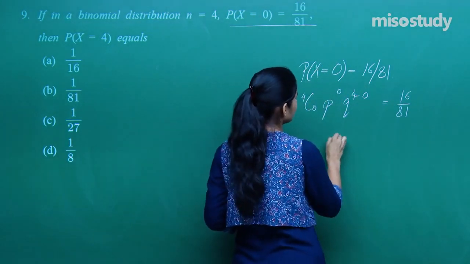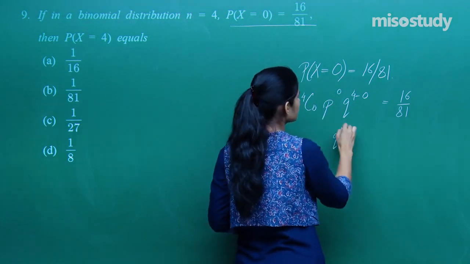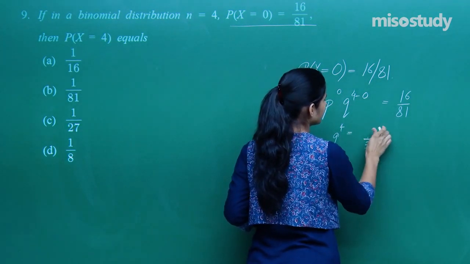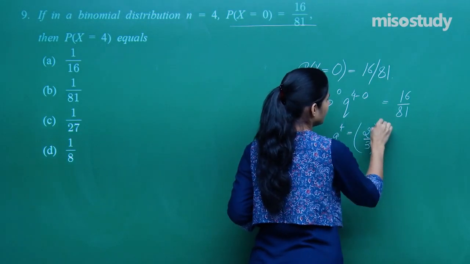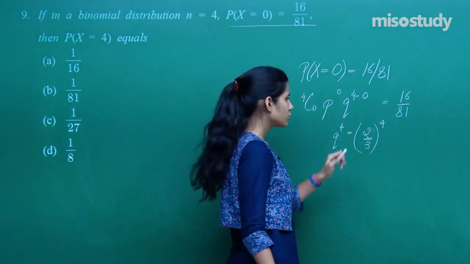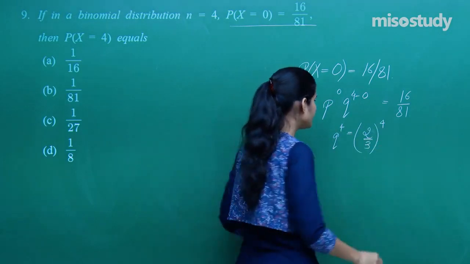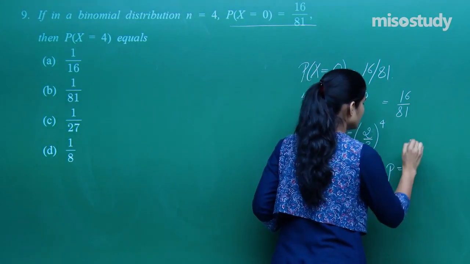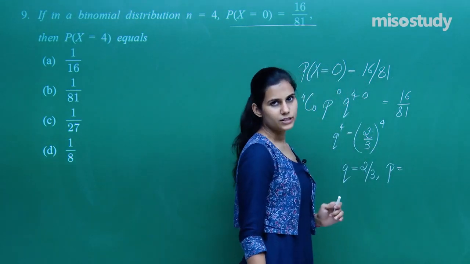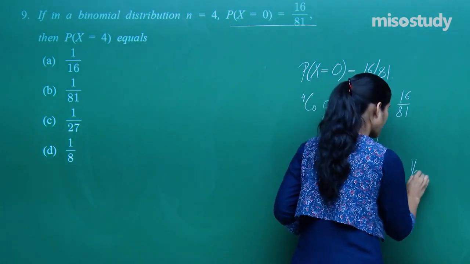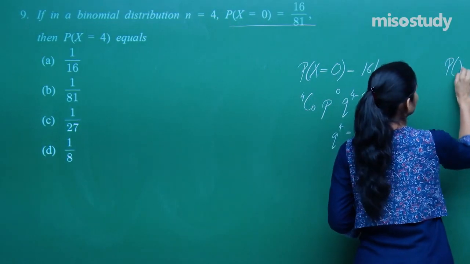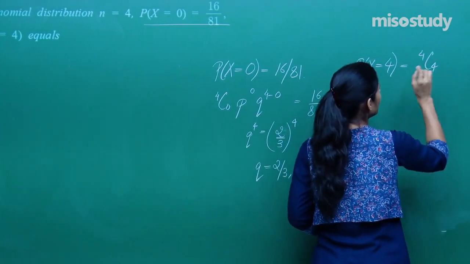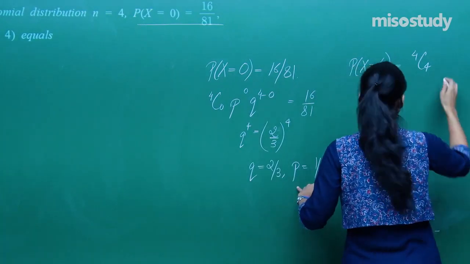So basically this becomes 1, this becomes 1, and q to the power 4 is 2 by 3 whole to the power 4. I can write it like this. 2 to the power 4 is 16, 3 to the power 4 is 81. So q comes out to be 2 by 3. P comes out to be 1 minus 2 by 3, which is 1 by 3. And now if you want to evaluate probability of x equals 4, this becomes 4c4, p to the power 4, p is 1 by 3.